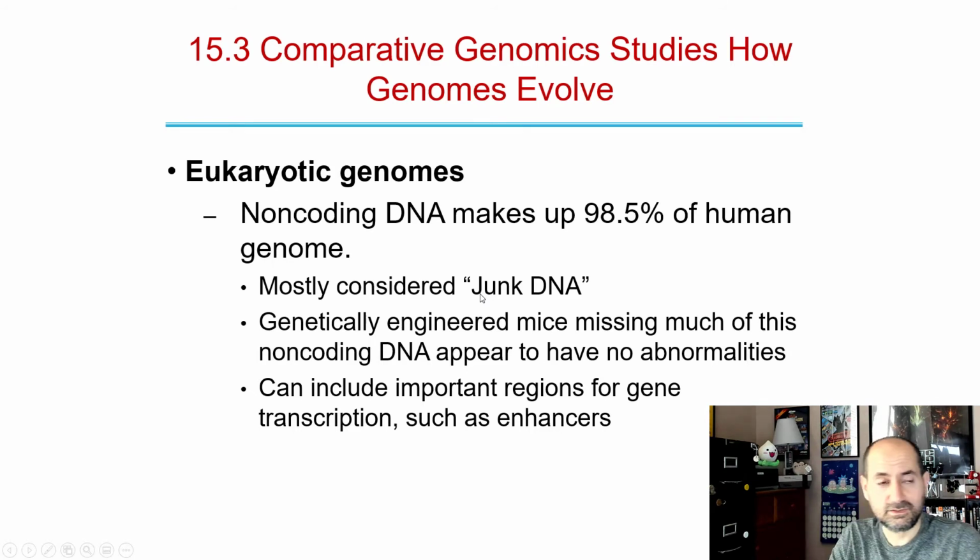All right, so what else do we know about eukaryotic genomes? Non-coding DNA is a big deal, right? Non-coding DNA takes up 98.5% of the human genome. The non-coding stuff is called junk DNA, and a lot of scientists still refer to it as junk DNA. Genetically engineered mice missing much of this non-coding DNA appear to have no abnormalities.